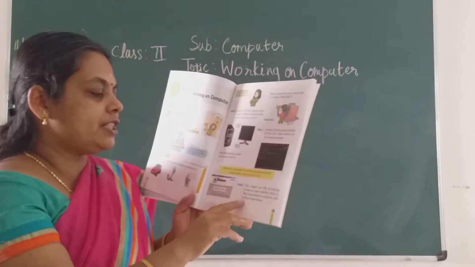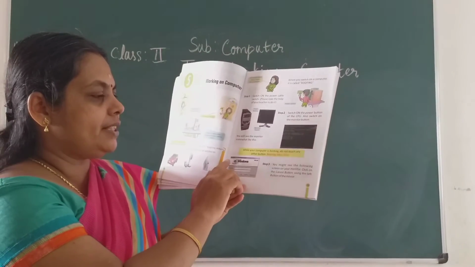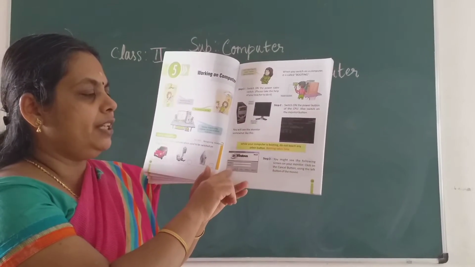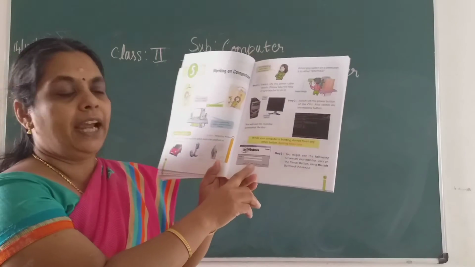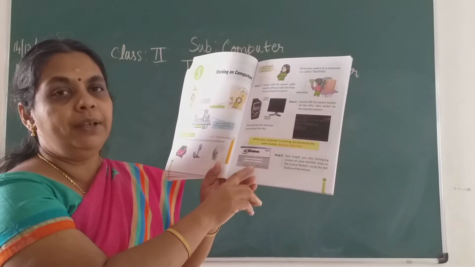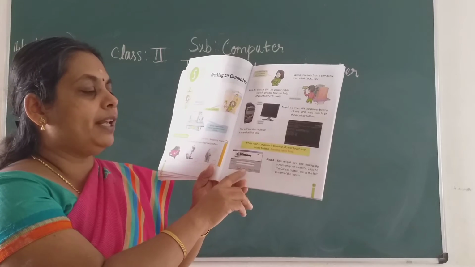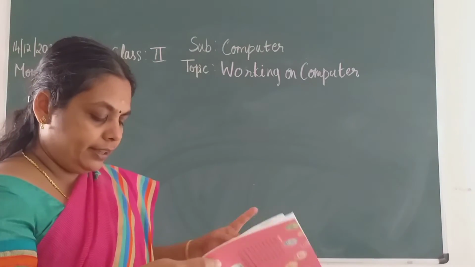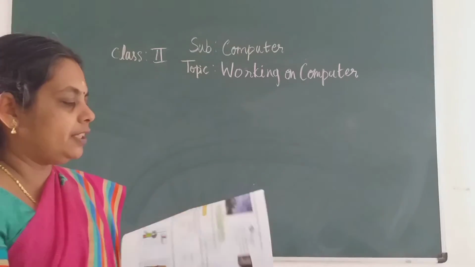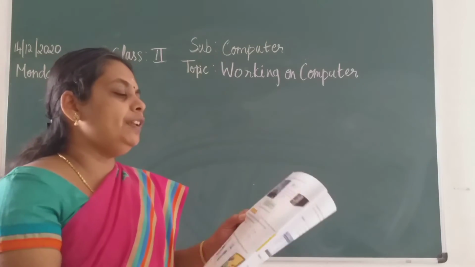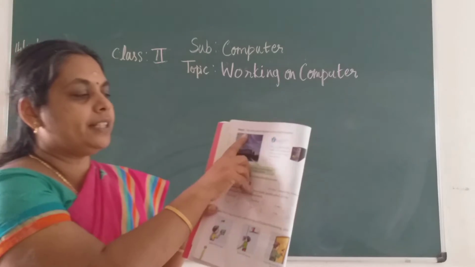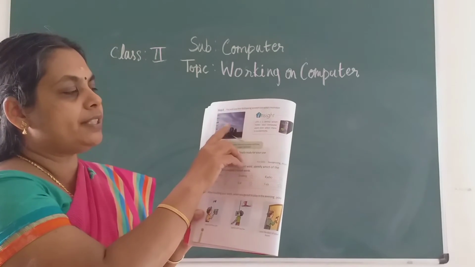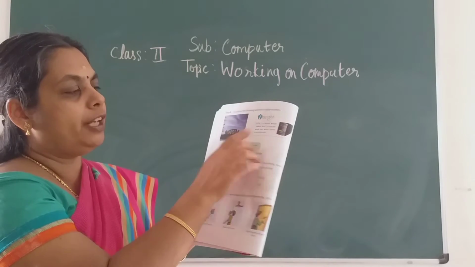Then in step 3, you might see the following screen. Some screen like this will be seen. You can click on the cancel button here, using the left button of your mouse. Then, on the next page, children, you will see the following screen on your monitor.